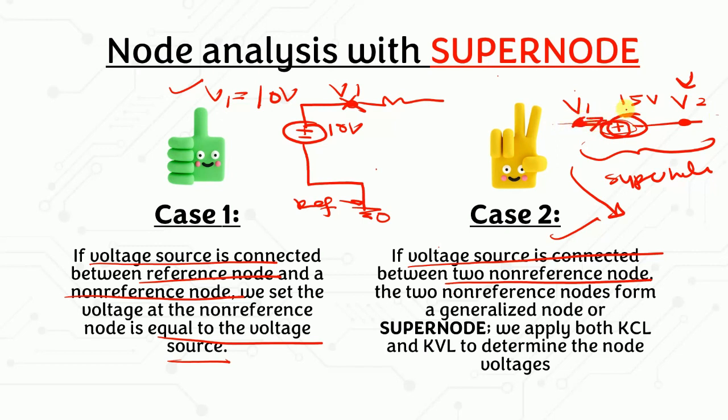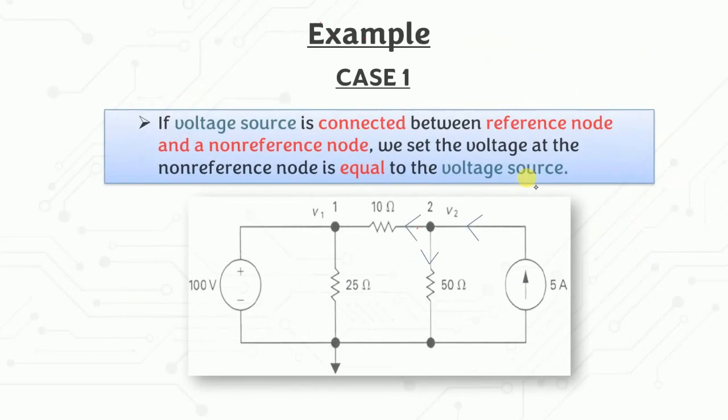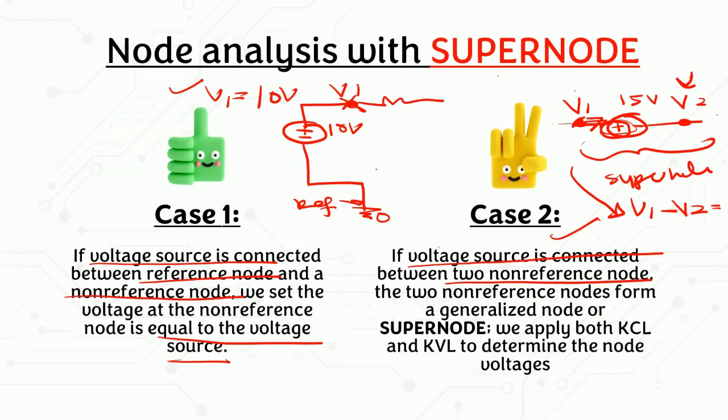It goes this way, so you need to make the equation V1 minus V2 equal to this 15. So V1 minus V2 equals 15 volts. This is your equation for this supernode. So we have these two cases with a supernode.